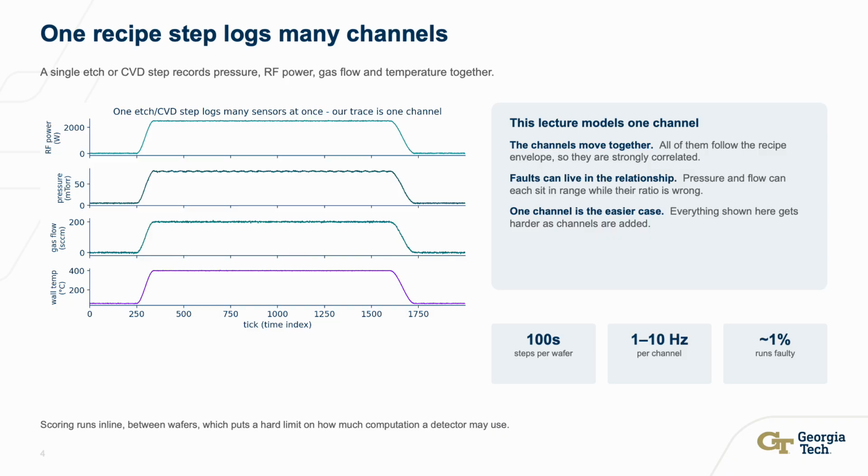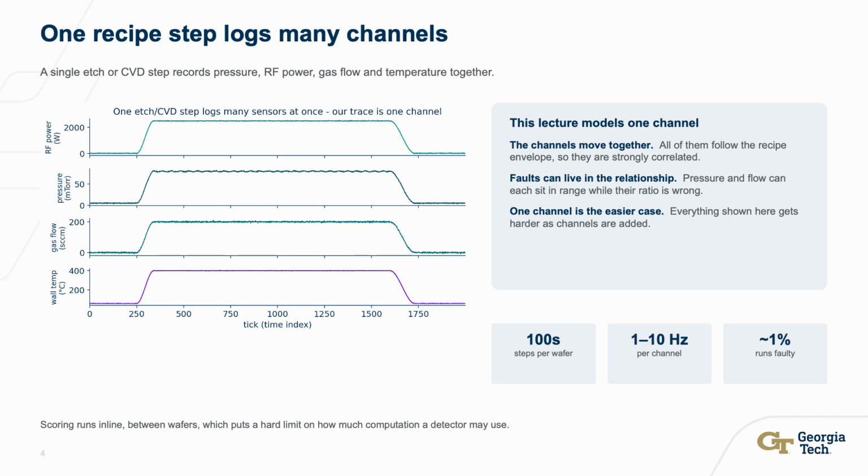It also means some faults live in the relationship between the channels rather than a single one. Pressure can be in range and flow can be in range while their ratio is wrong. So you would never see that by monitoring either channel alone. We are going to model one channel today. I want to be clear that this makes the problem easier, not harder. Everything we find will still be there when we add channels, and some of it gets worse.